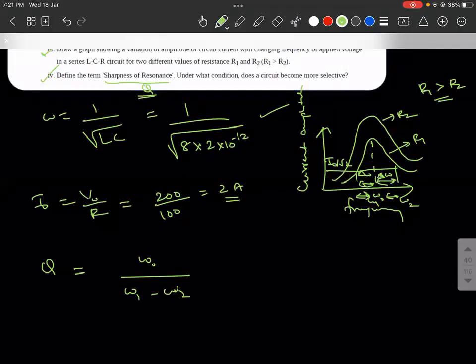So under what condition does it become more selective? Bandwidth should be smaller so that. So can you tell me the value of Q?